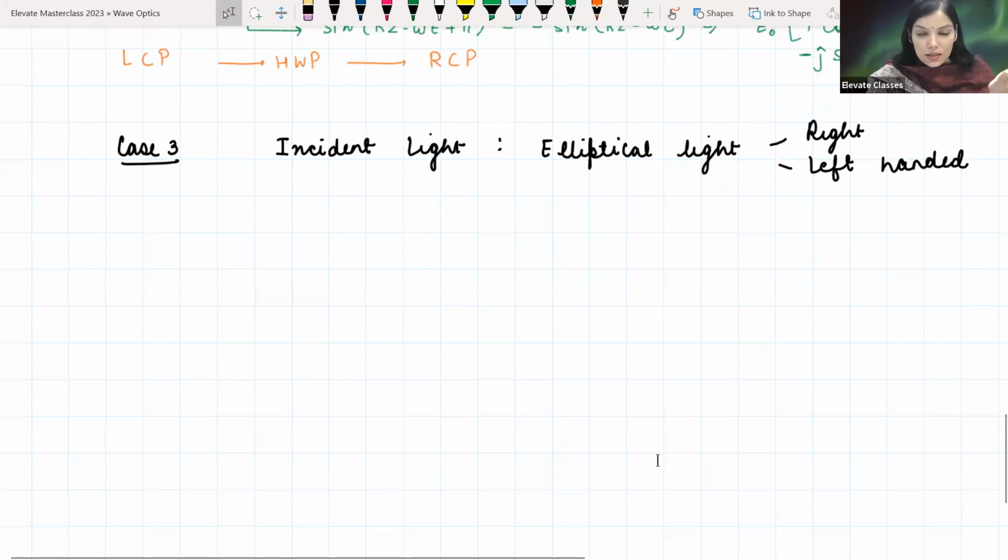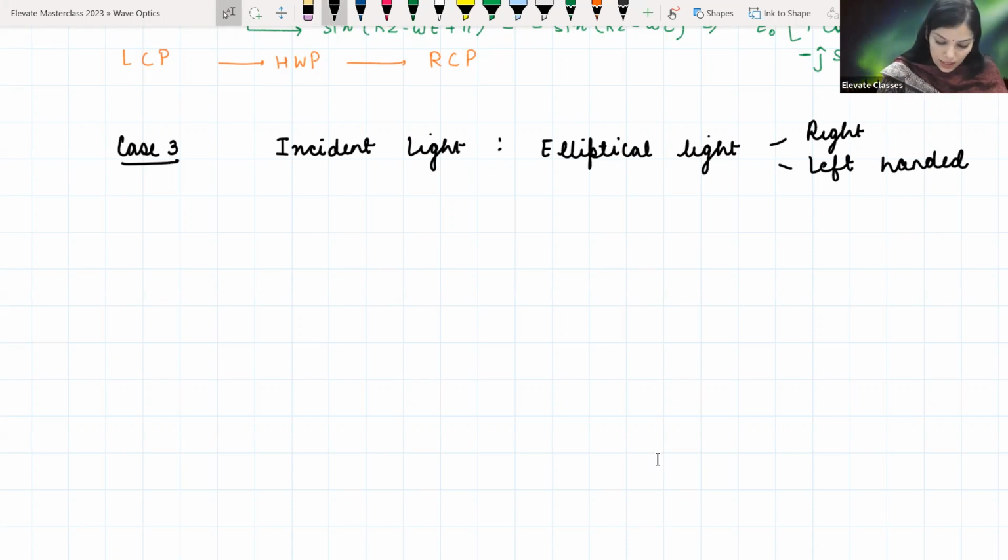If the incident light is elliptical light, I will still maintain elliptical light on the output, but now the handedness of the elliptical light would also get changed, that the right would become left elliptically polarized and the left elliptically polarized would become right elliptically polarized. Okay, so we can write that right elliptically polarized light, REL लिख दिया मैंने.